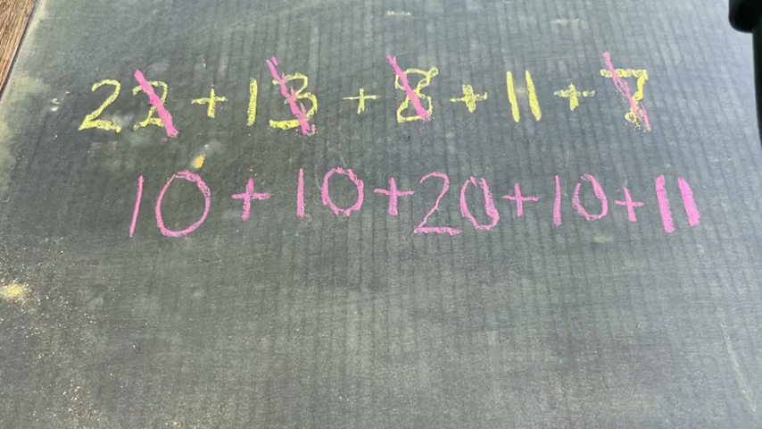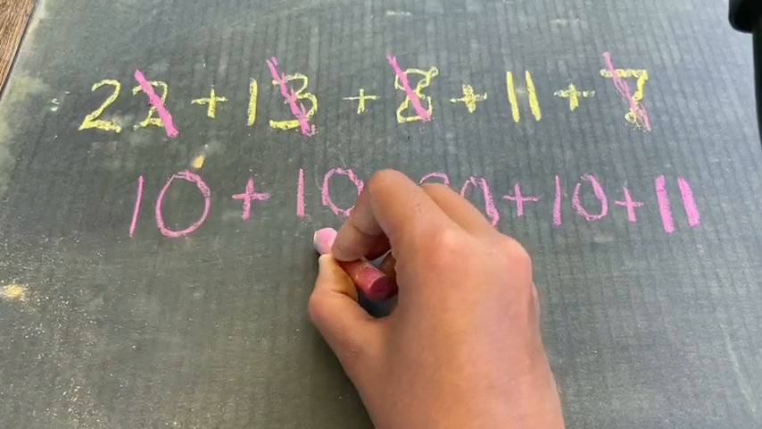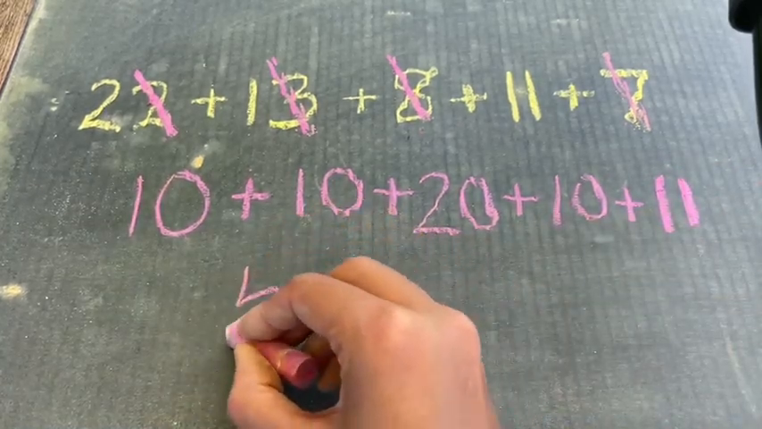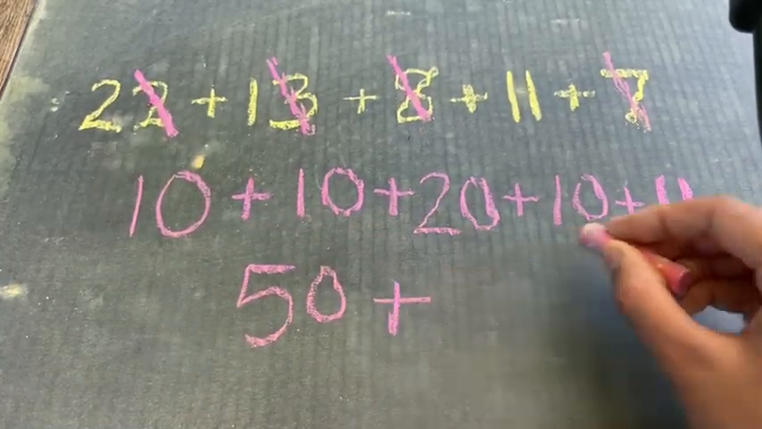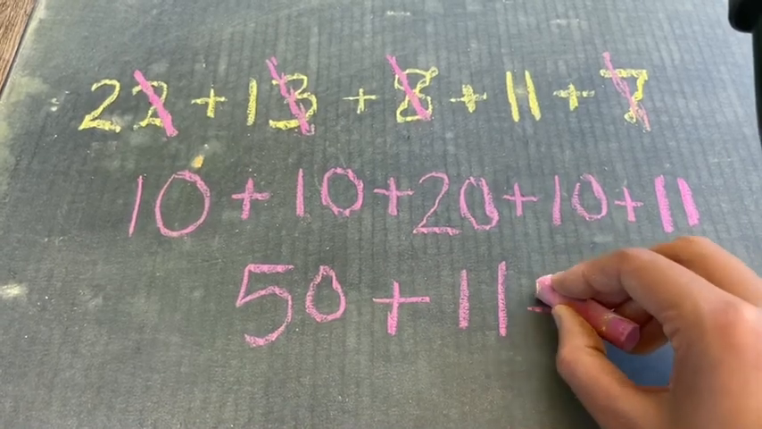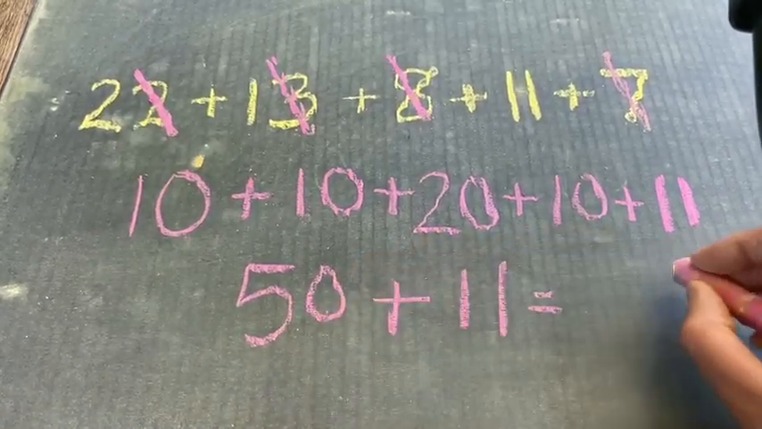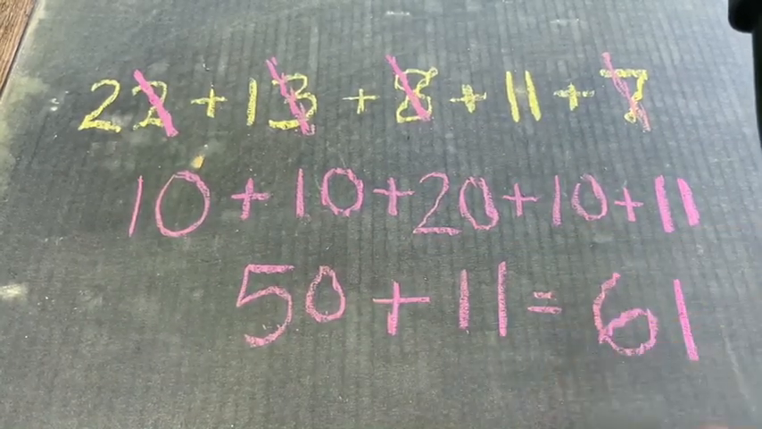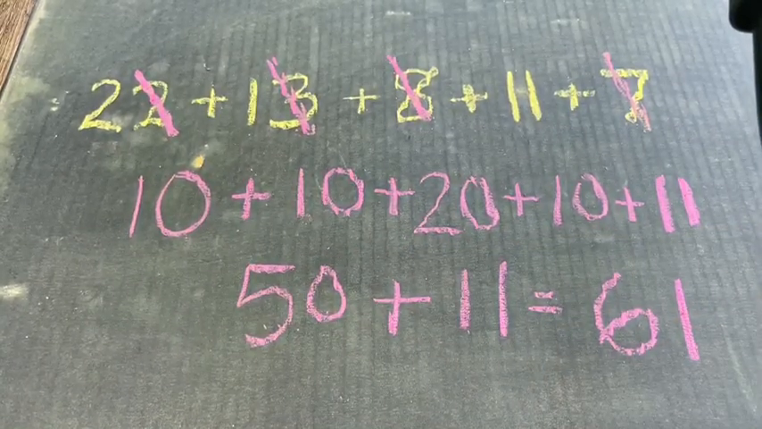So this is what we're really adding. 10 and 10 makes 20. 20 plus 20 makes 40. Plus 10 makes 50. And we're adding on this leftover 11. Keep the ones. 5 and 6. 1 and 5 is 61. So that's the answer to the homework.